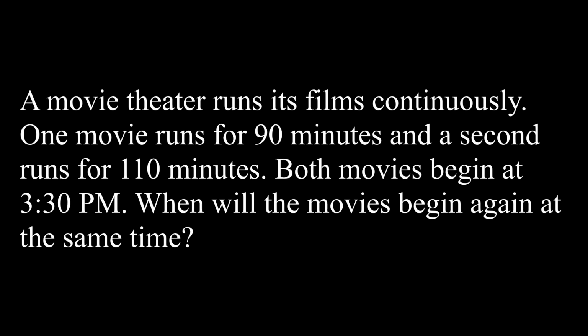So a movie theater runs its films continuously. One movie runs for 90 minutes and a second runs for 110. Both begin at 3:30 p.m., and we want to find out when they will begin again at the same time.